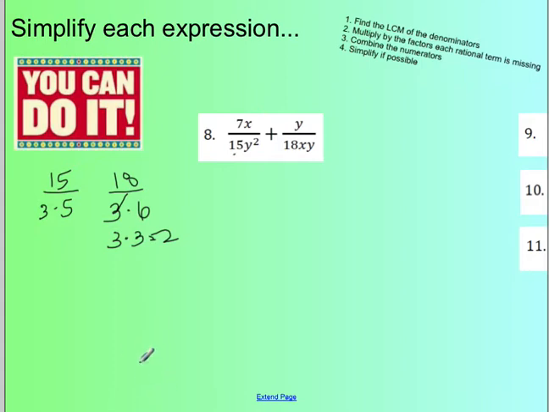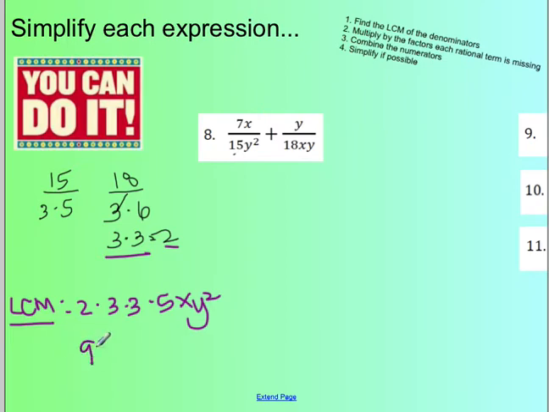Now remember, to get the LCM, I take the greatest factors. So there's 1, 2, so it's 2. Then I would take times 3, and then there's 1, 5. And then remember, it's always the greatest. So I have a y squared and a y, so it's going to be for sure a y squared, and an x. So this will be my least common multiple. So we have 2 times 3 times 5, which will give me that my least common multiple is 90xy squared.